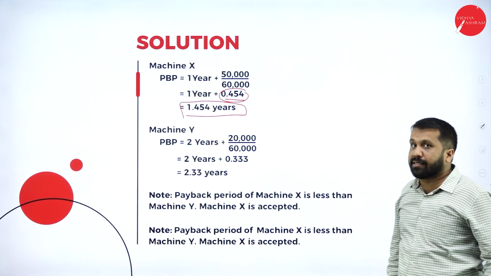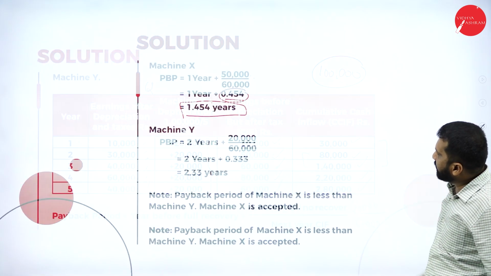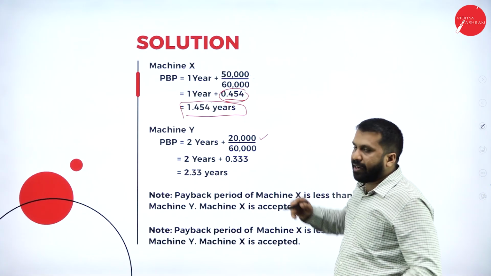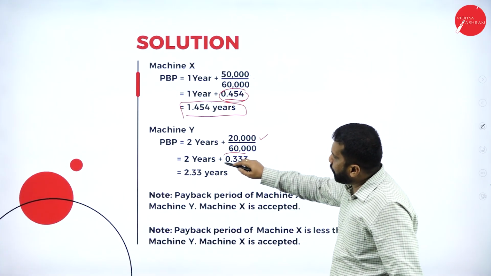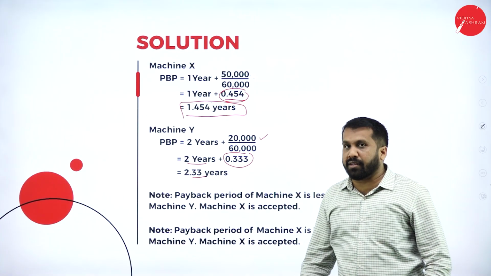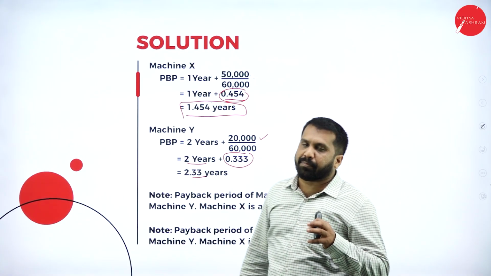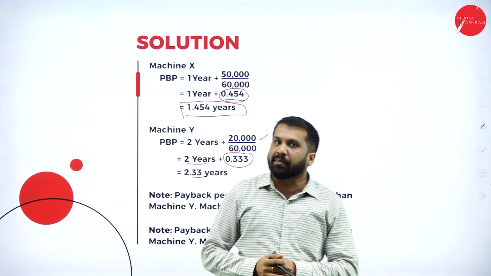Here is your answer. Machine Y already we discussed. See, 20,000 divided by 60. 20,000. 1 lakh minus 80 is 20. 60, it is 0.33. 2 years, 3 years. Hope you are clear. You are clear with payback period. Payback period is the most important one. Usually they ask for 10 marks one.